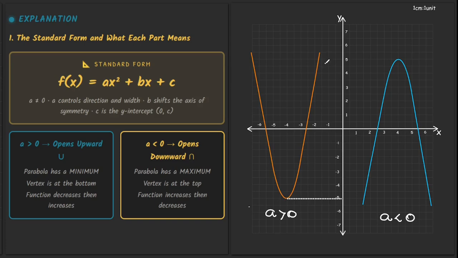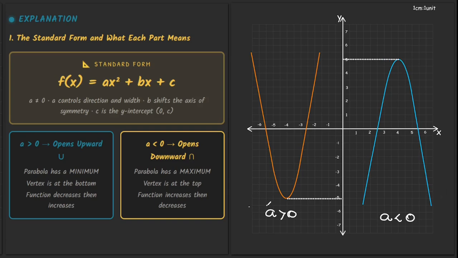it now increases. For that which a is less than 0, on the other hand, starting from the left hand side, the function increases. So from negative 5, it increases all the way up toward 5, and that becomes its maximum value. And then it now decreases.